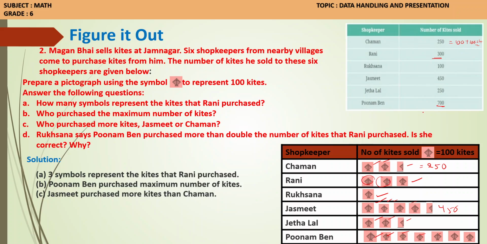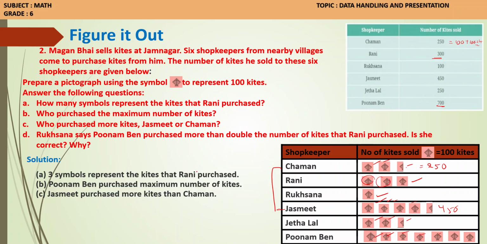Who purchased more kites, Jasmeet or Chaman? Let us compare Jasmeet and Chaman. If we observe, Chaman 250, Jasmeet 450. So Jasmeet purchased more kites than Chaman.